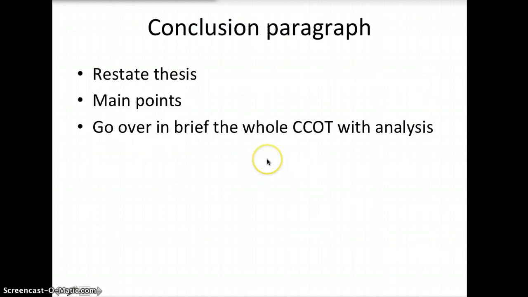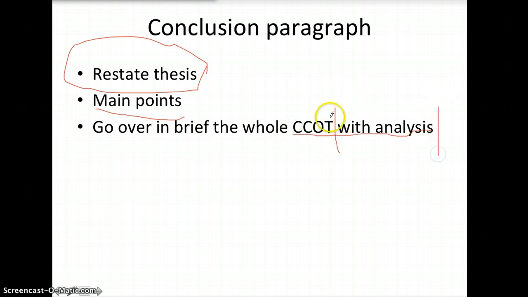So for your conclusion paragraph, all you need to do is restate the thesis, go over your main points, and then make sure you go over everything and make sure it's with analysis. Because a lot of the CCOTs that we write do not have enough analysis.